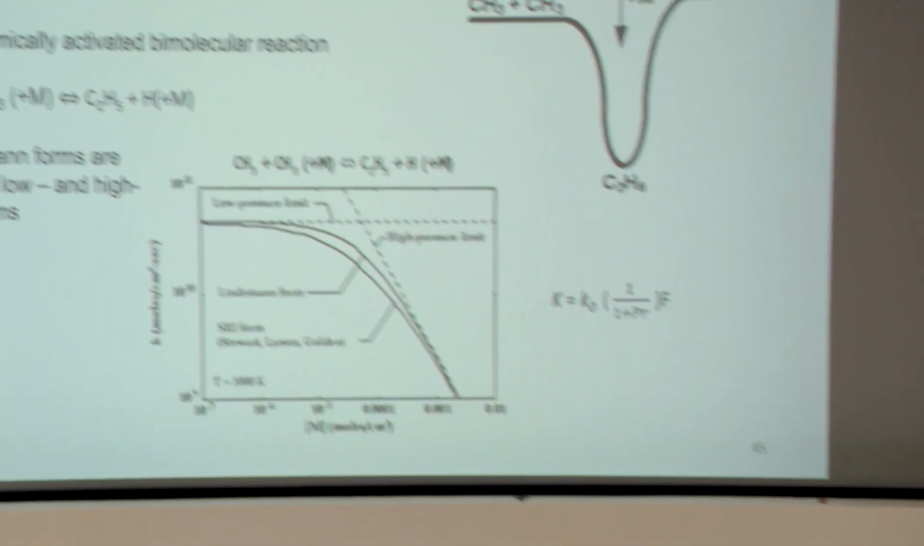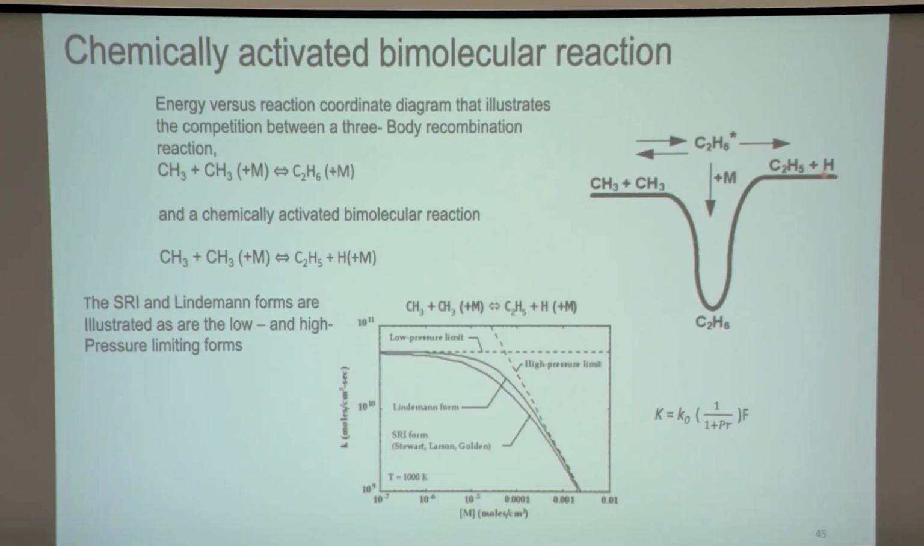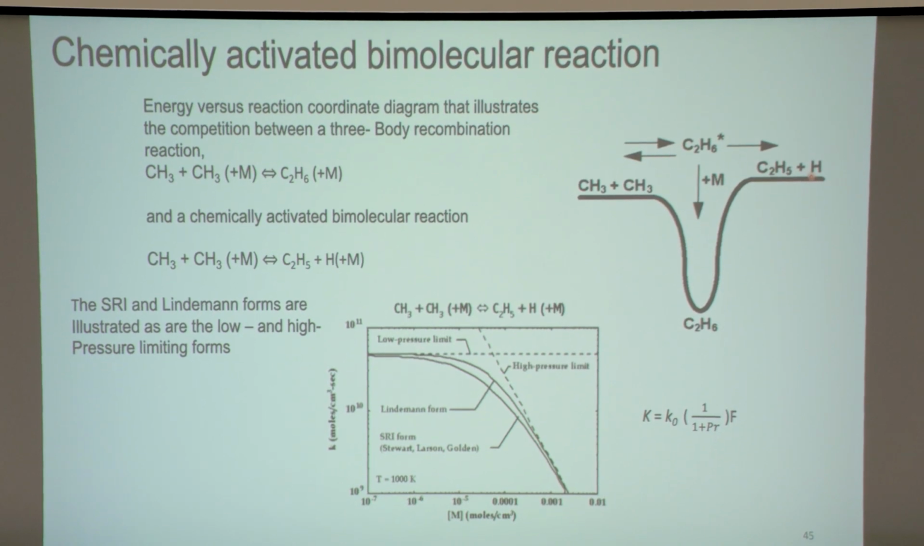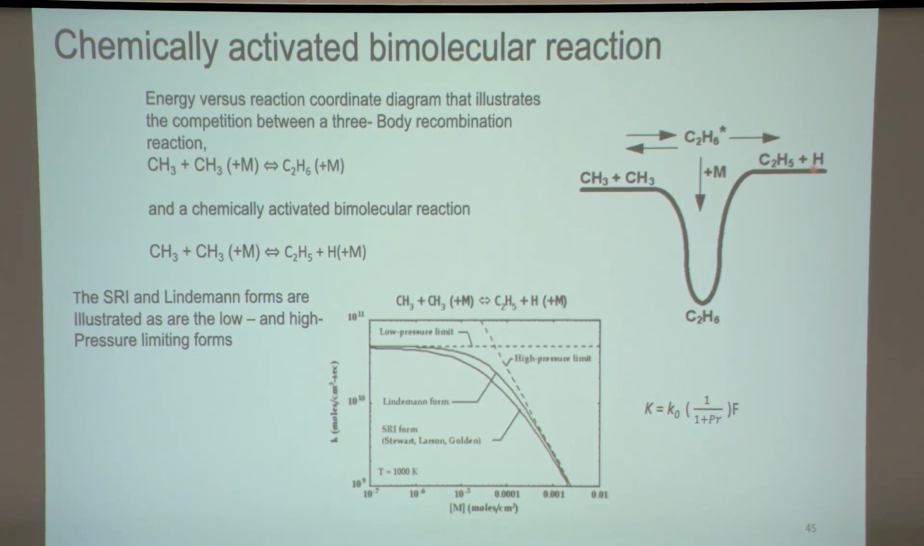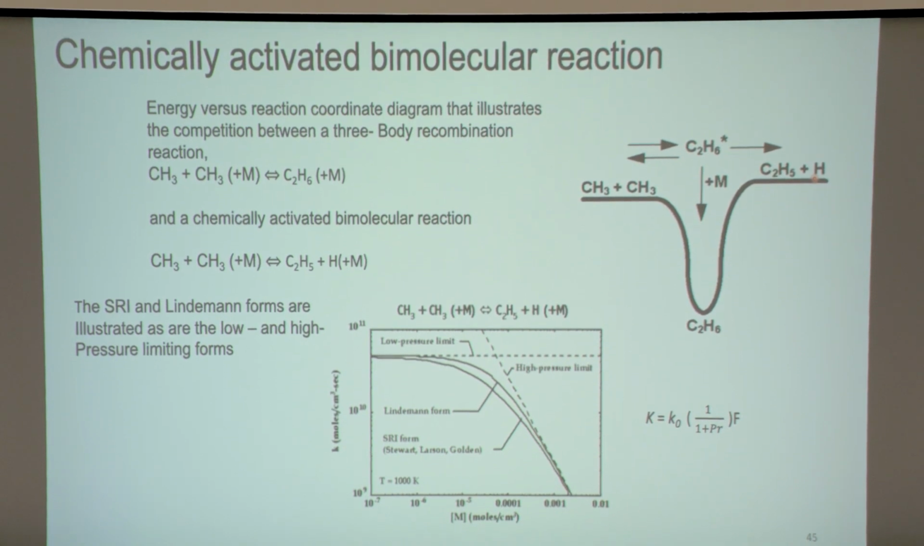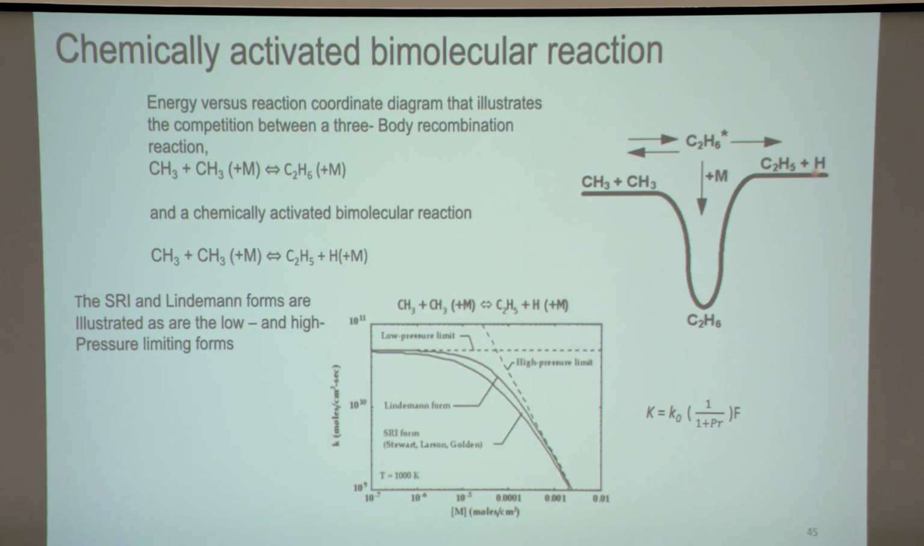So CH3 plus CH3 can form a transition state. In this case, we call it an activated complex, C2H6. And that complex has enough energy that it quickly dissociates to C2H5. So it's not a stable molecule. So that activated complex is a transition state. It looks like ethane, C2H6, but it's very high energy. It's so high energy that it never drops down into the well and forms a stable C2H6. It stays as high energy and dissociates to the products. So we call this chemically activated.